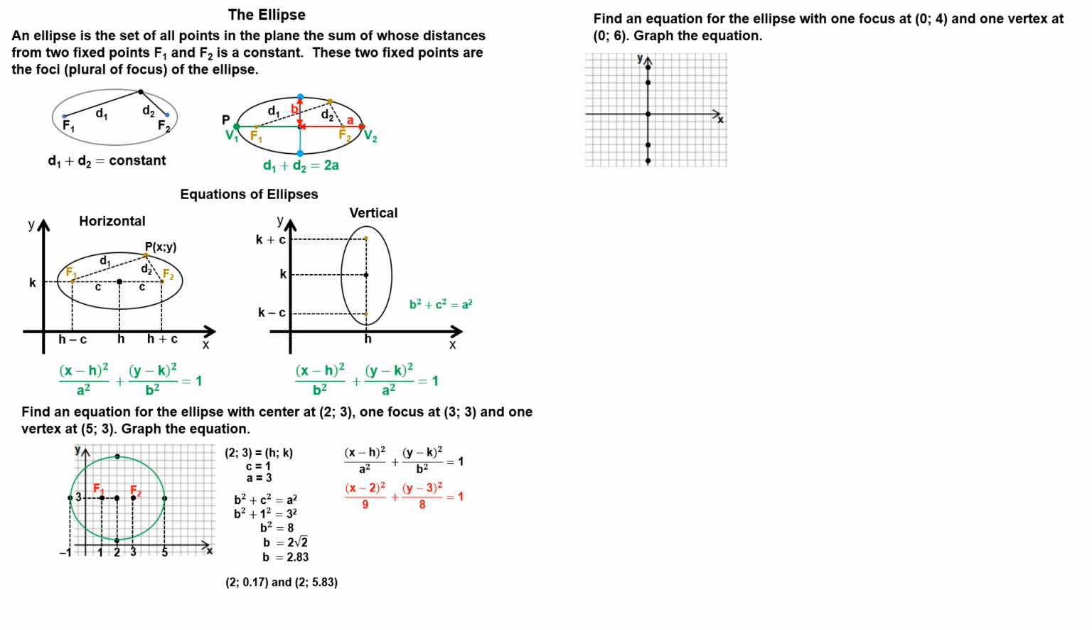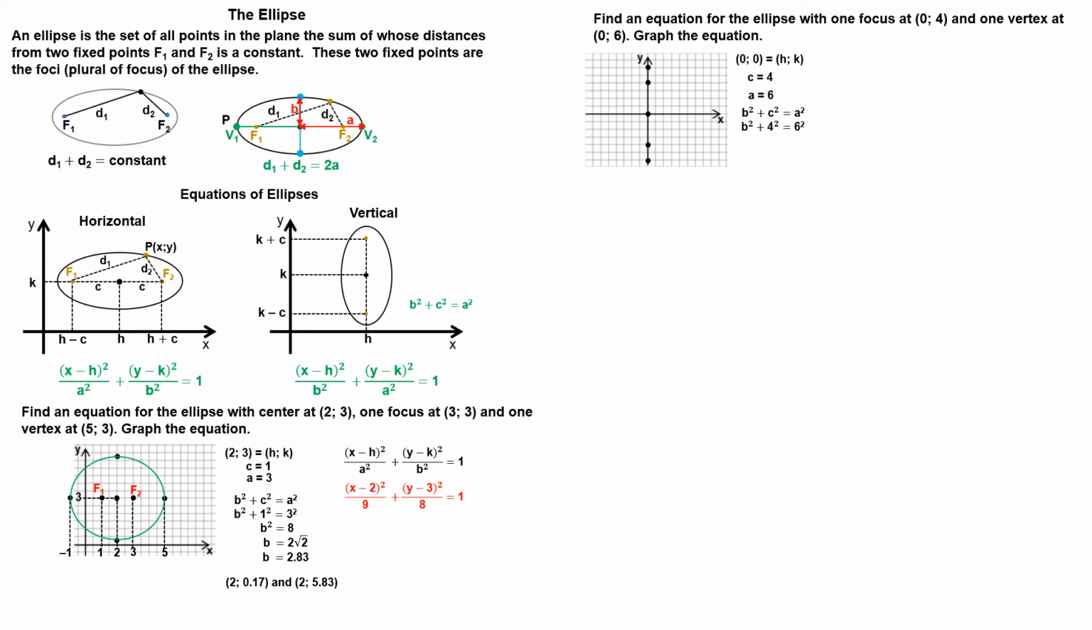Because the vertices are at (0, 6) and (0, -6), the center of this ellipse is at their midpoint, the origin. It means that h equals 0 and k equals 0. The distance from the center to a focus is 4, so c equals 4. The distance from the center to a vertex is 6, so a equals 6. To find the value of b, we use the Pythagorean theorem. The value of b is 4.47.